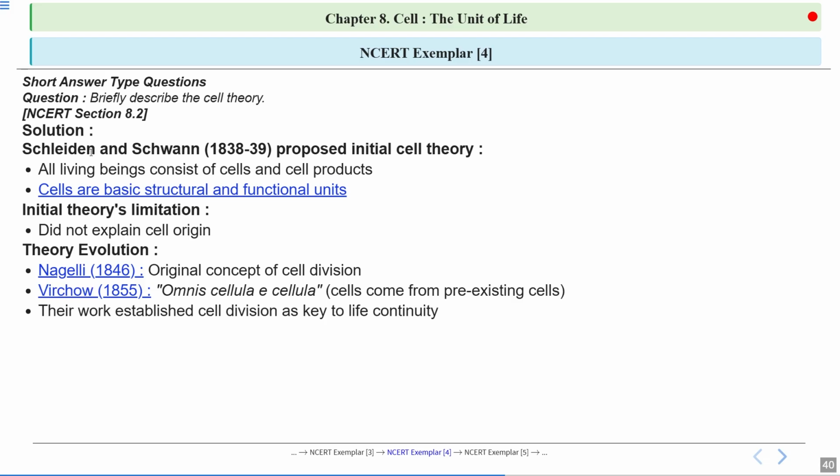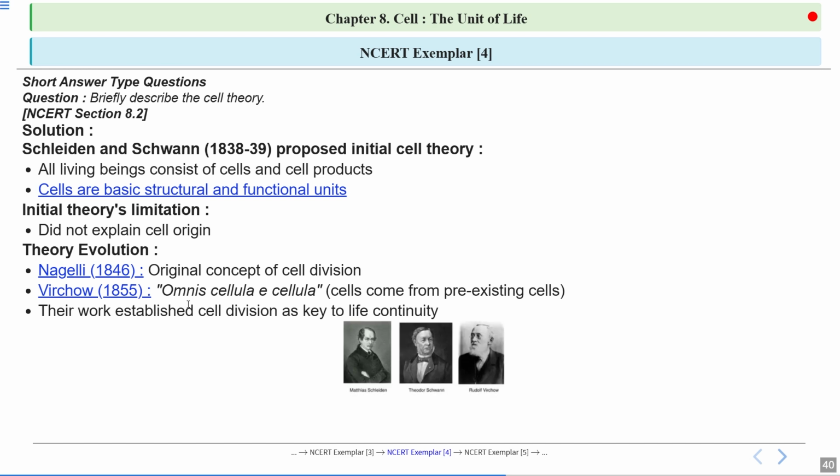Clear? They said that plants and animals are made up of cells. Schleiden and Schwann said that. Then one more point was added by Rudolf Virchow, that cells exist from pre-existing cells. This is an image showing Schleiden, Schwann and Rudolf Virchow. Three of them gave the cell theory. Initially, the cell theory was given by Schleiden and Schwann only.